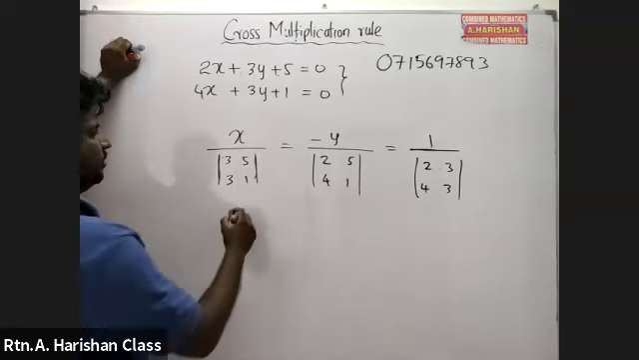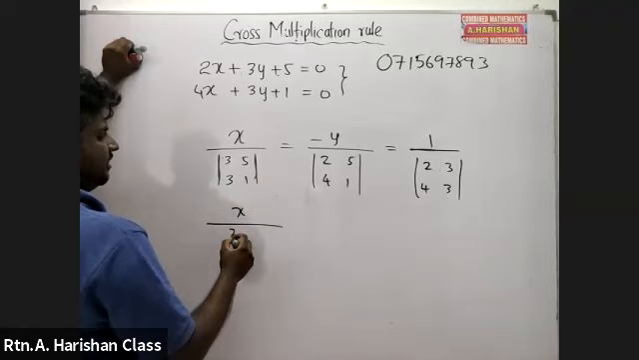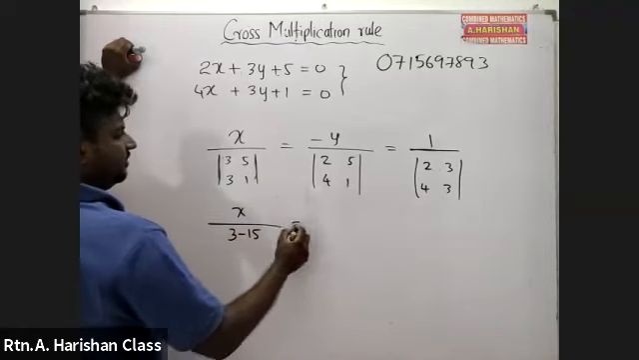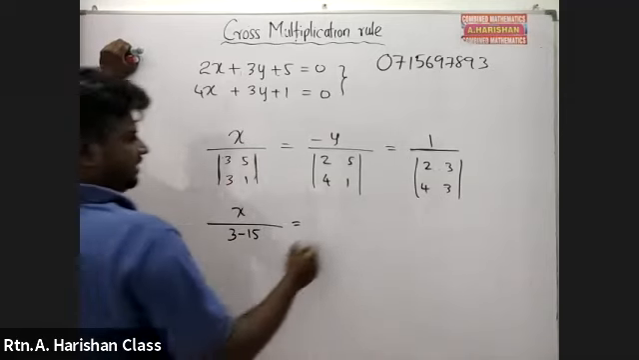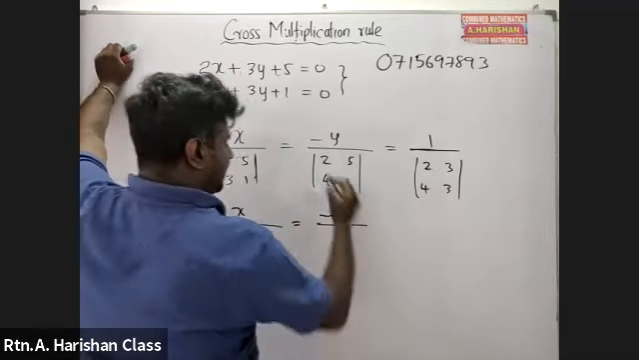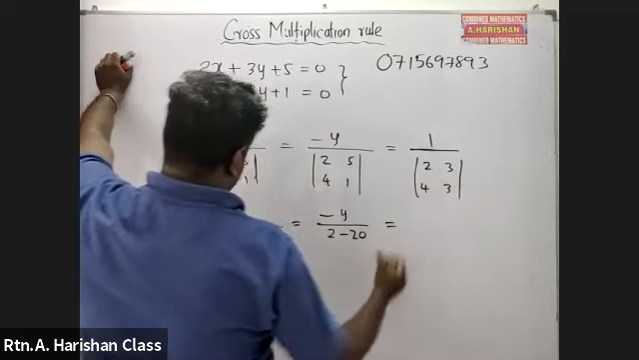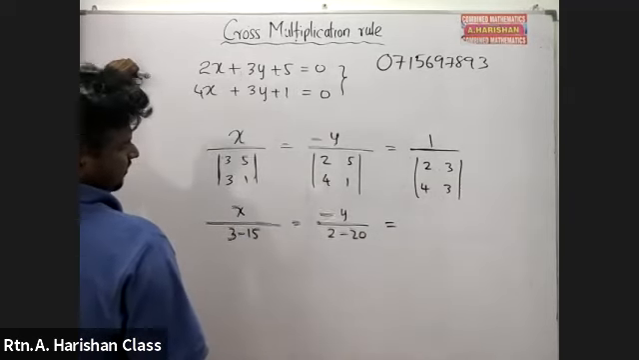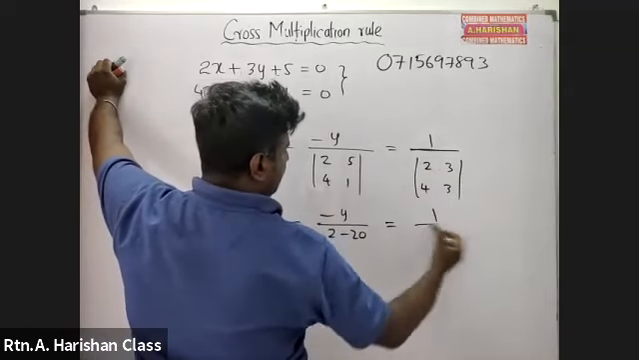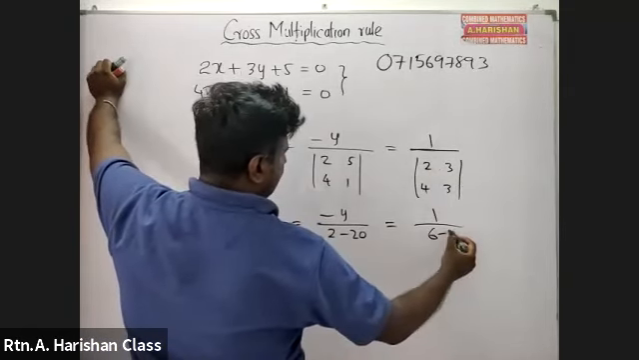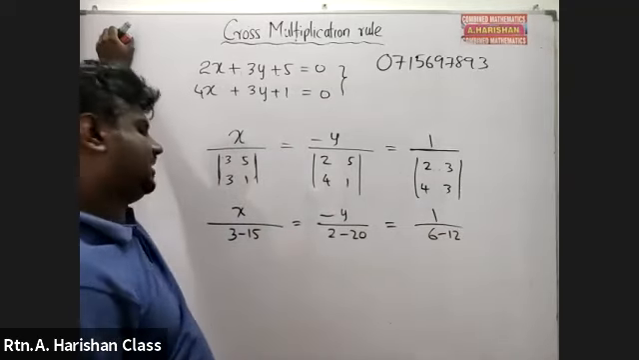Okay, so now we will start. Listen to this. 3 minus 15, isn't it? 3 into 1 is 3, 3 into 5 is 15. Minus 5 divided by 2 minus 20. Okay, of course. Let's see. What about 1 over 6 minus 12? Right. All right.